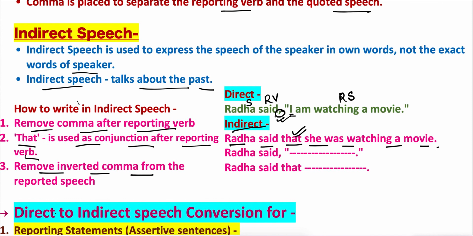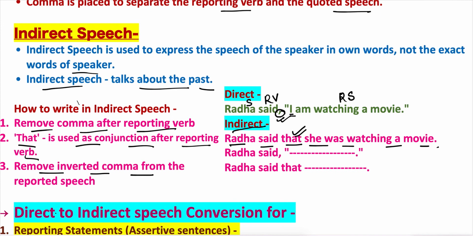After the reporting verb we have removed the comma. Second, we have put the conjunction "that." Third, the inverted commas are removed and the first letter of the reported speech is written in small letter. So these are the three rules for writing in indirect speech format.